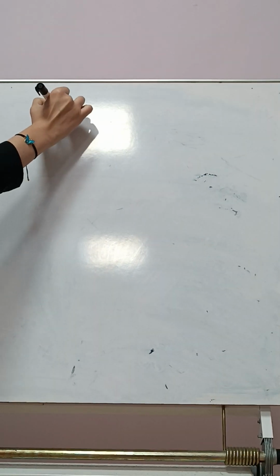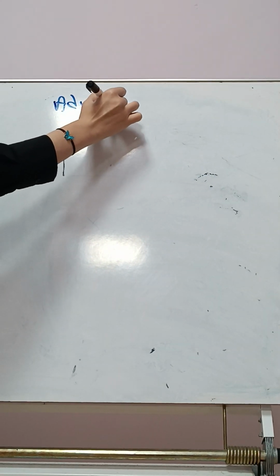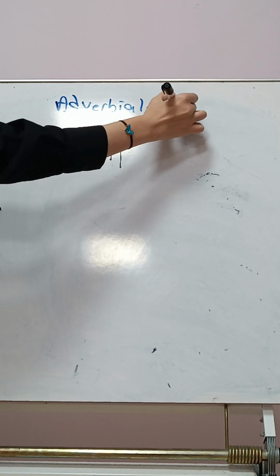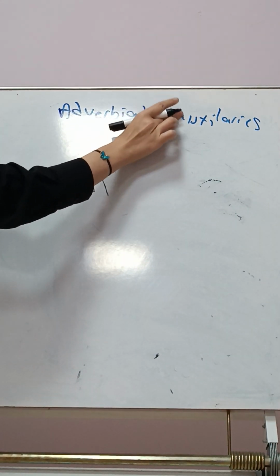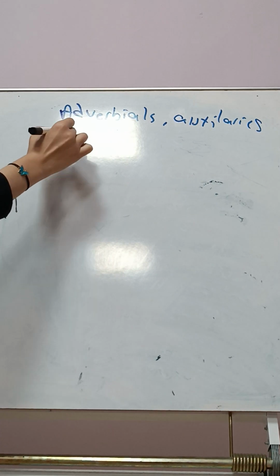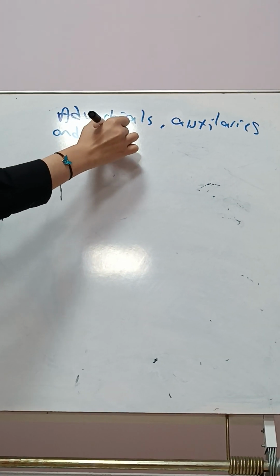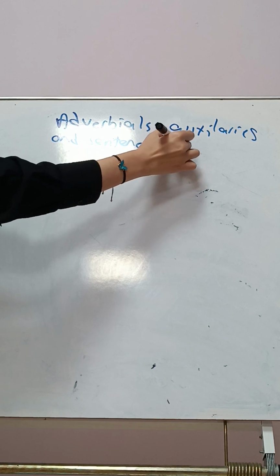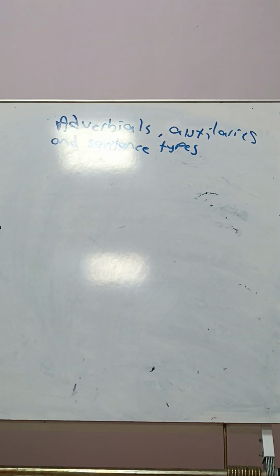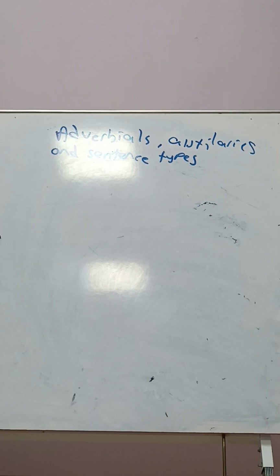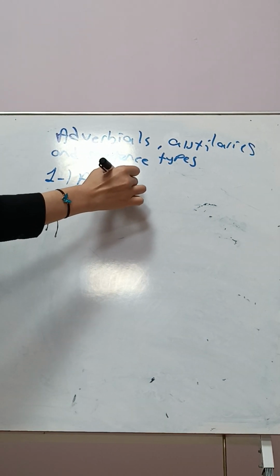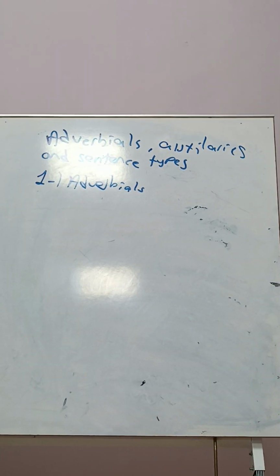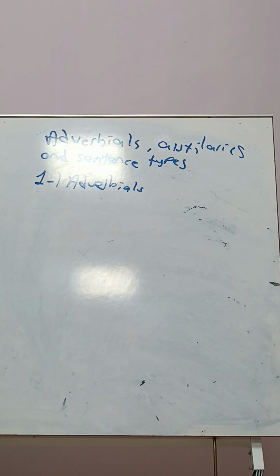Our topic is adverbials, auxiliary, and sentence types. We will analyze this topic in seven ways. The first one is adverbials. What are adverbials? Let's check it.